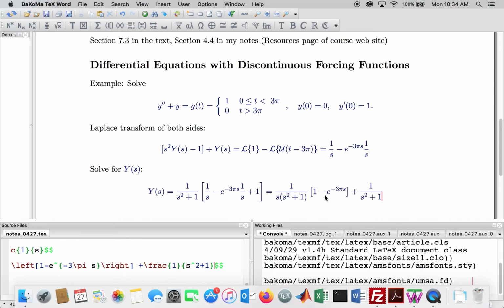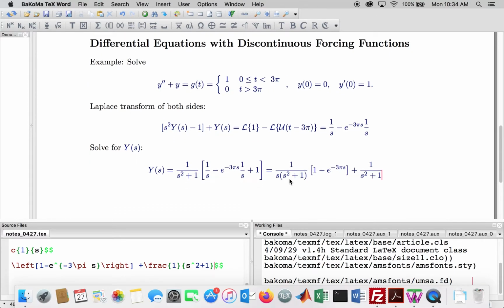Okay. Now, this is the Laplace transform of my solution. What I need to do now is inverse transform all of this. Now, that part, the last term, is going to be pretty straightforward. We'll get to that at the end. It's this part that's going to take more work.